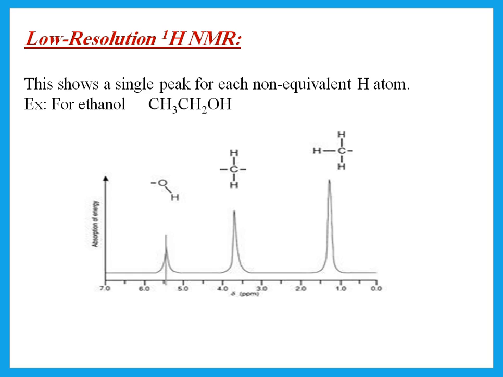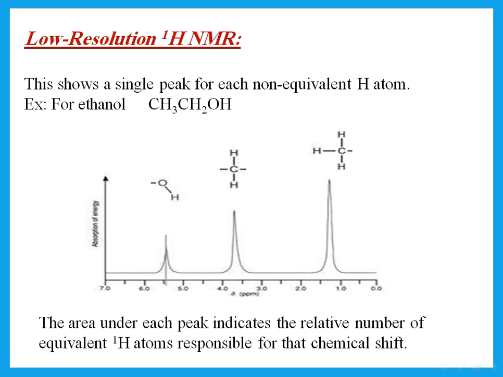The area of the peak, or the height of the peak, indicates how many hydrogens contribute to this peak. So the CH3 peak is higher because I'm talking about 3 hydrogens. The other peak is a little bit lower because I'm talking about 2 hydrogens, and the OH is the lowest because I'm talking about only 1 hydrogen. So this is the low resolution.